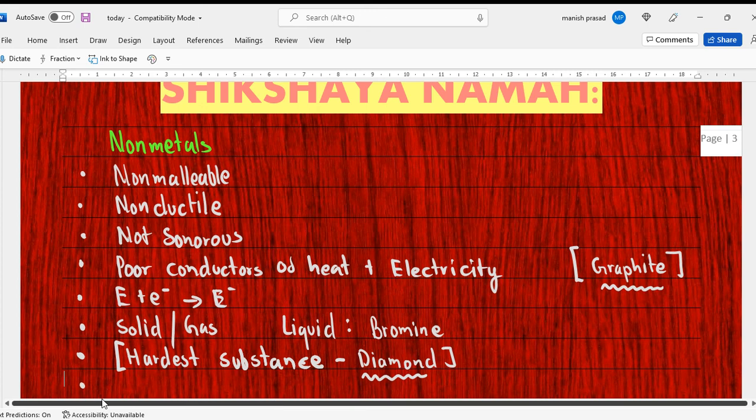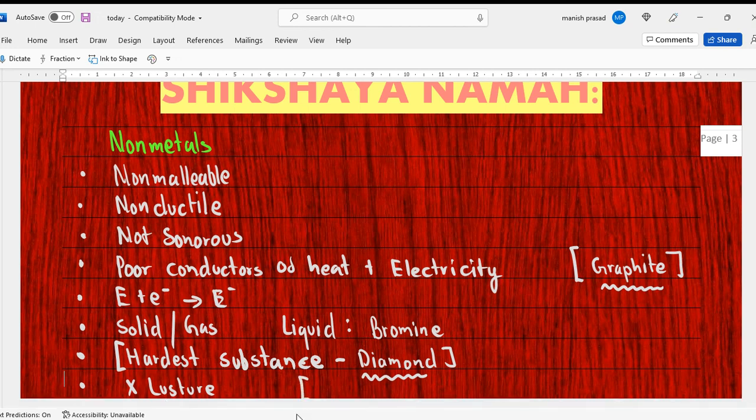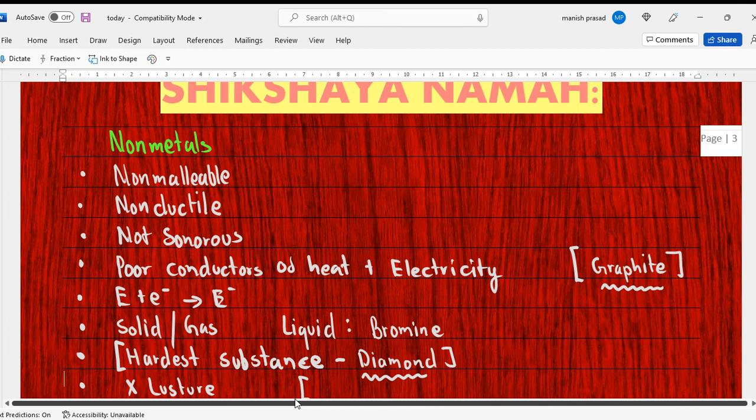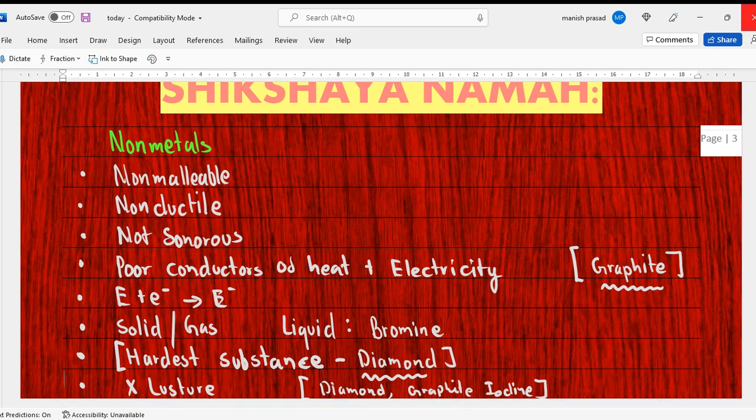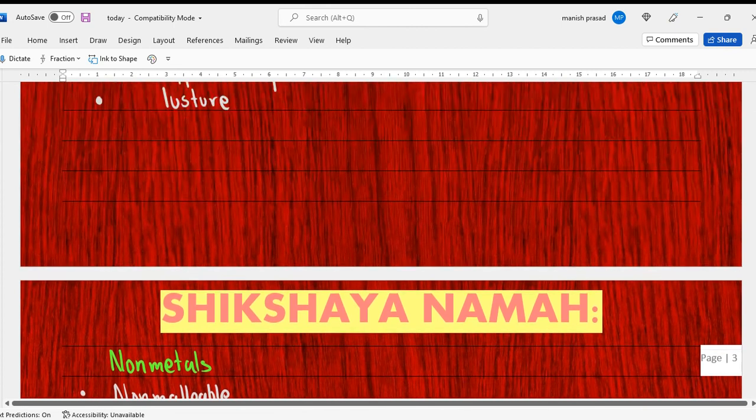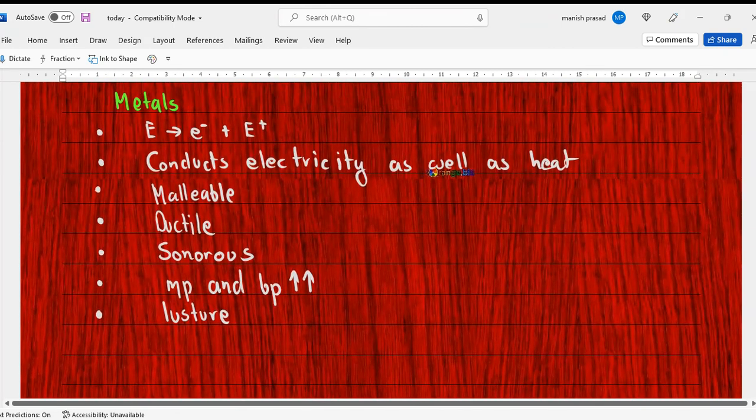Okay. Non-metals do not have a luster. They do not have that shine like the metal. But there are some non-metals which have the luster. Even diamonds have luster, right? Yeah, both the things that we have written out here. Diamond has, graphite has. The other one is iodine has. Okay. So the ones written in the brackets are the exceptional cases. Now let's come here and write down their exceptional cases.